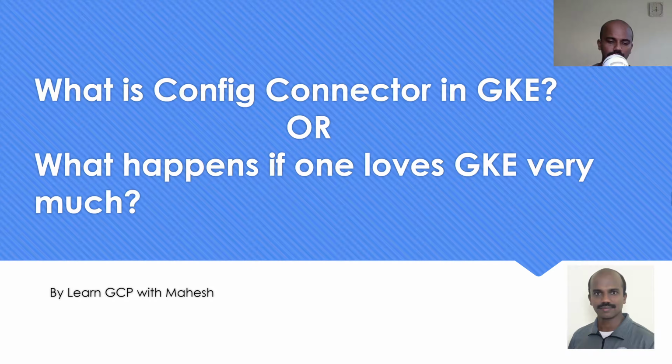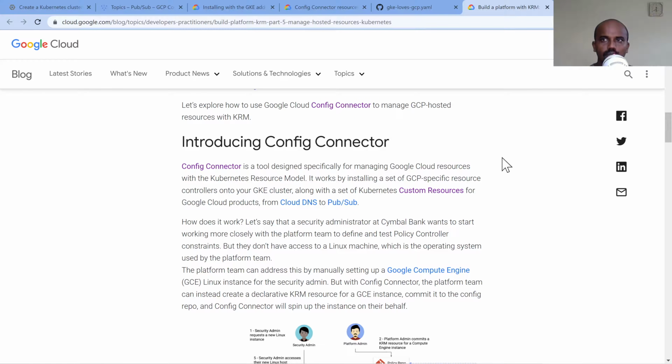So let's get into the demonstration. So what is config connector? It is a tool designed specifically for managing Google Cloud resources with Kubernetes Resource Model, KRM. It works by installing a set of GCP-specific resource controllers onto your GKE cluster along with a set of Kubernetes custom resource definitions.